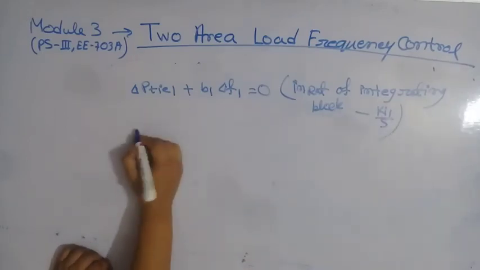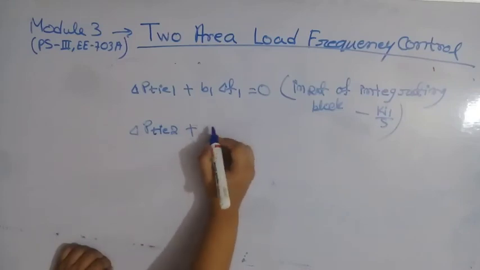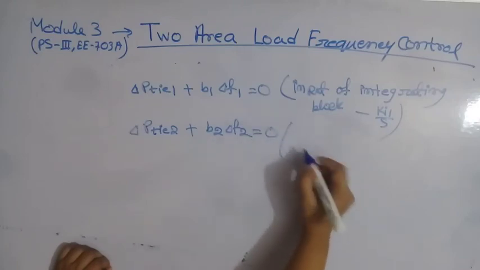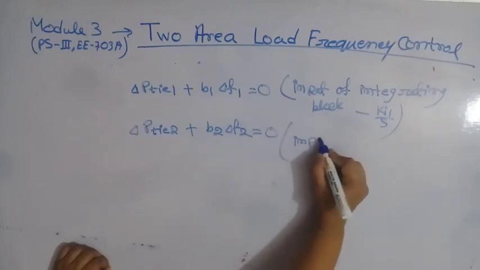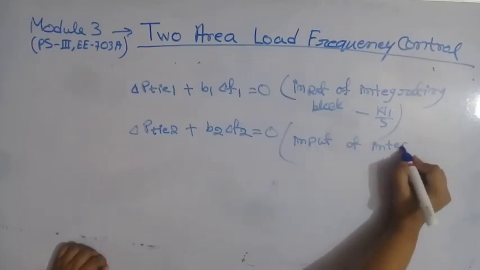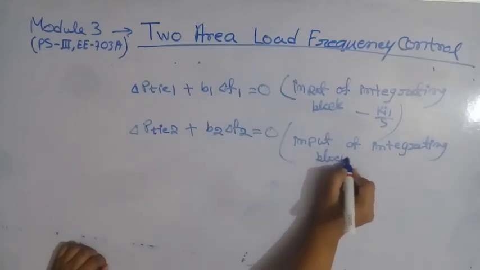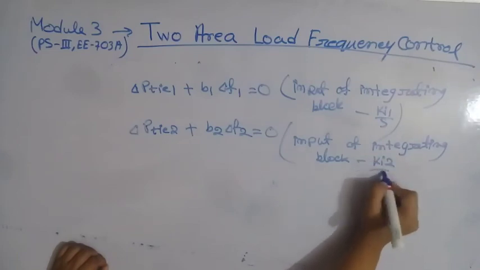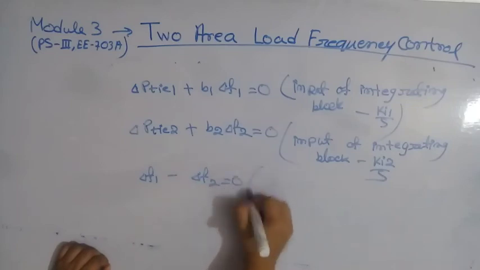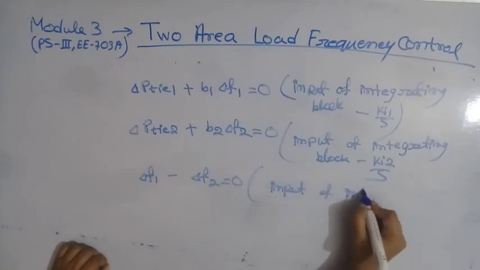Ki1 by s. Delta tie line power for second control area should be equal to 0. That means area control error for control area 2 should be equal to 0, and this is the input of integrating block Ki2 by s, and delta F1 minus delta F2 is equal to 0. This is the input of integrating block.